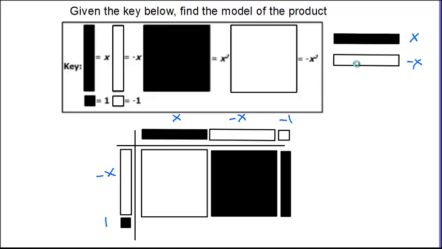So I'm going to use this model. And then positive 1 times negative x is again negative x. 1 times negative 1 is equal to negative 1. So this will be the model of the product.